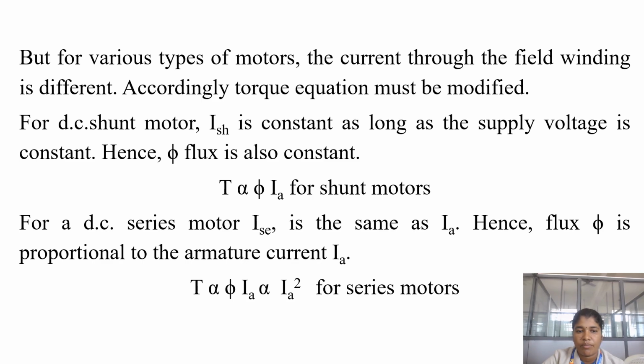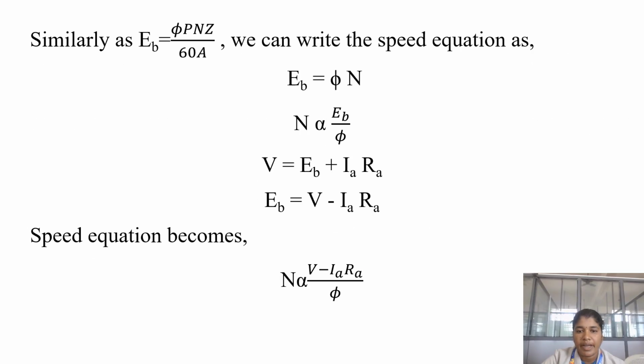In the DC shunt motor, ISH is constant as the supply voltage is constant, so torque is directly proportional to IA. For the DC series motor, phi is directly proportional to IA, so torque is directly proportional to IA squared, because IA and ISE are equal. The back EMF EB is equal to V minus IA RA, and EB is proportional to phi N.